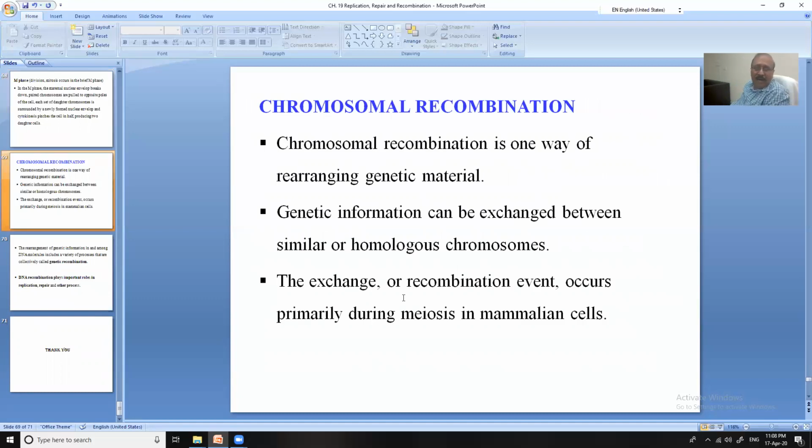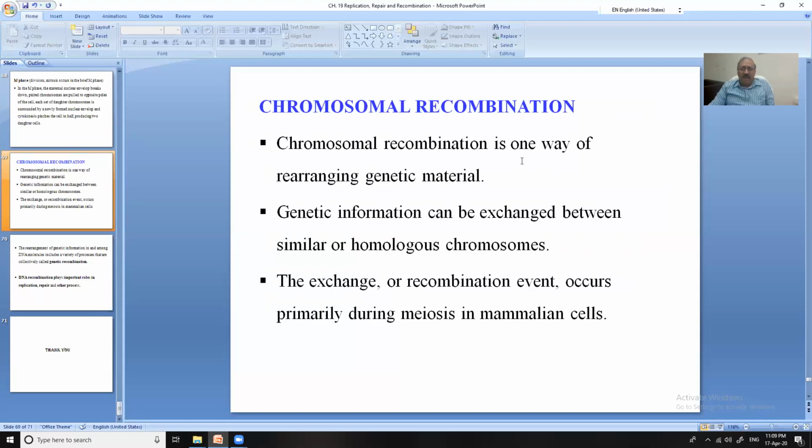Now to another site: chromosomal recombination. Chromosomal recombination is one way of rearranging genetic material. DNA recombination is an important term, and I will be giving you a new lecture on DNA recombination. But here, recombination in terms of DNA repair, I am giving you only 2-3 slides.